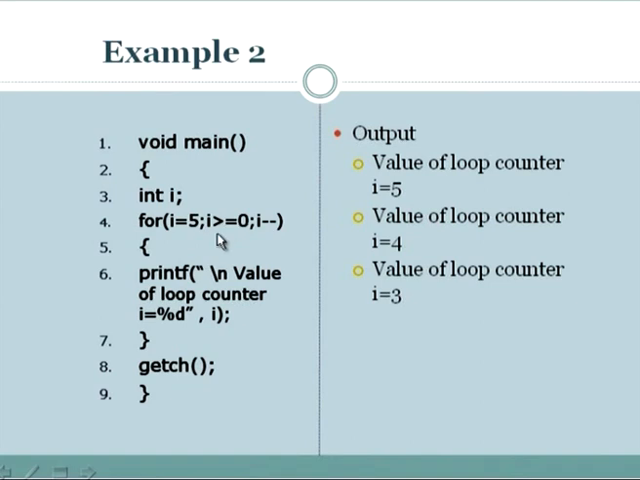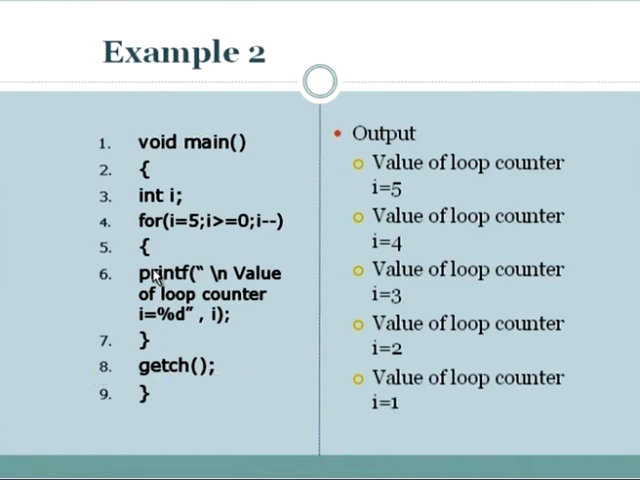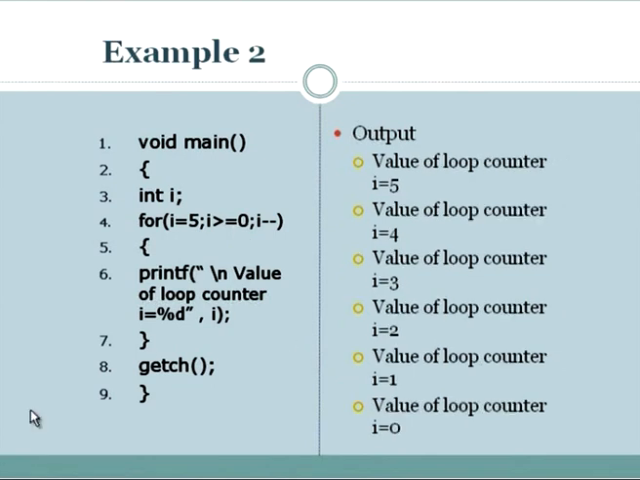Yes, the condition is true, and thus the current value of I will be displayed on the computer screen. Again, the value of I will be decremented by 1, and the new value of I will become 1. The condition 1 is greater than or equal to 0. Yes, the condition is true. The loop body will be executed, and the current value of I, that is 1, will be displayed on the computer screen. Then the value of I will be decremented by 1.